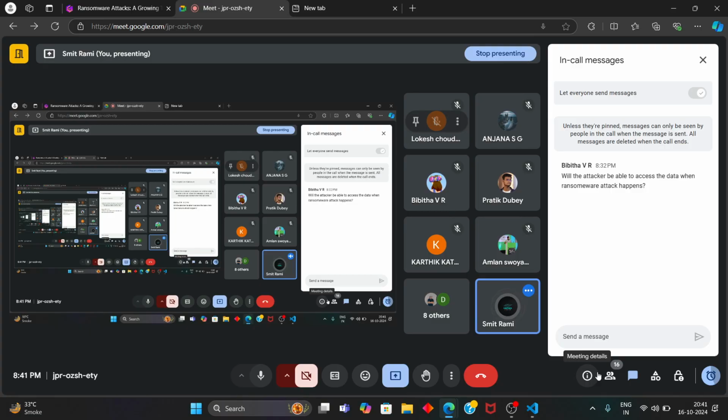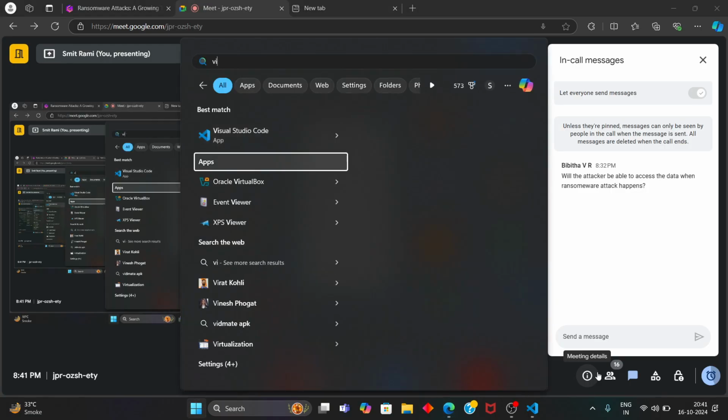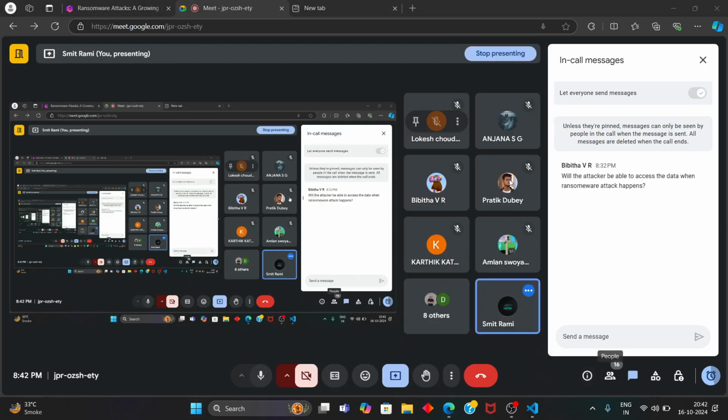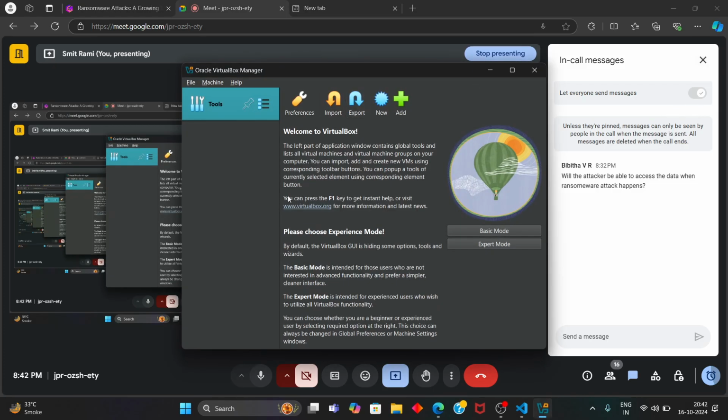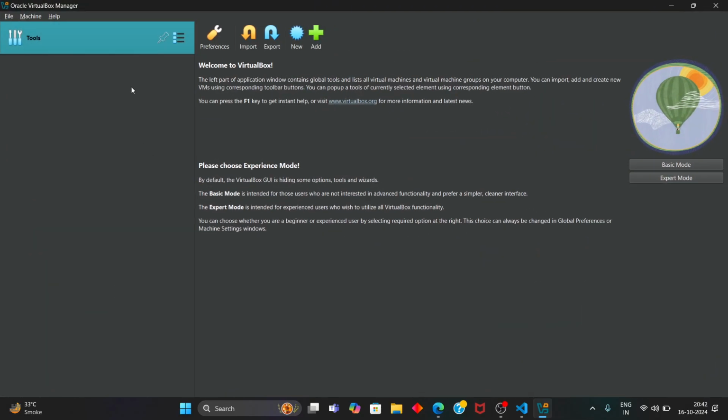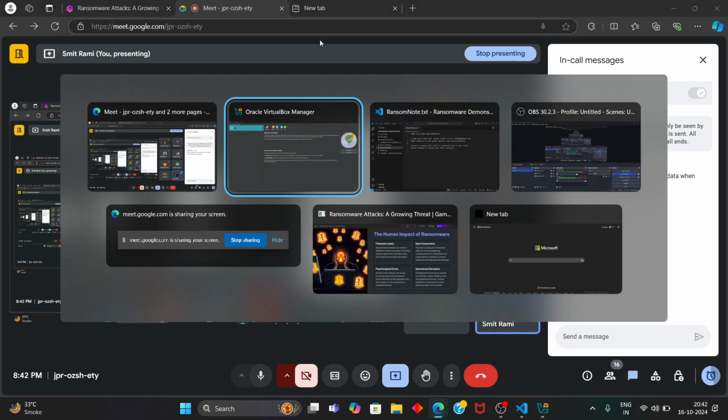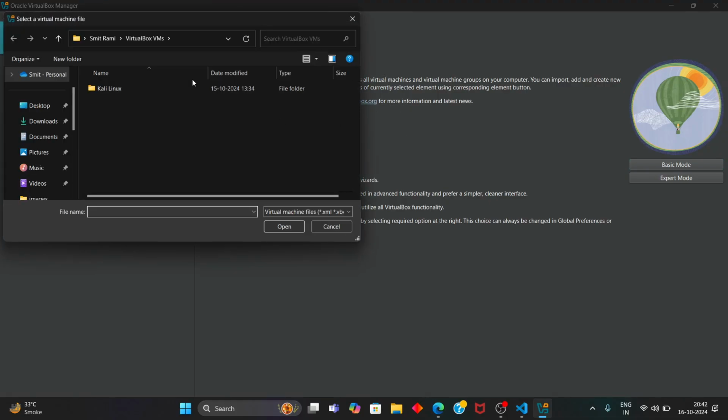So let's do one thing. Let's go to our VirtualBox and see how we can revert our data back from a ransomware attack. Wait, where is my Kali machine? Maybe there are some issues. Just a second.